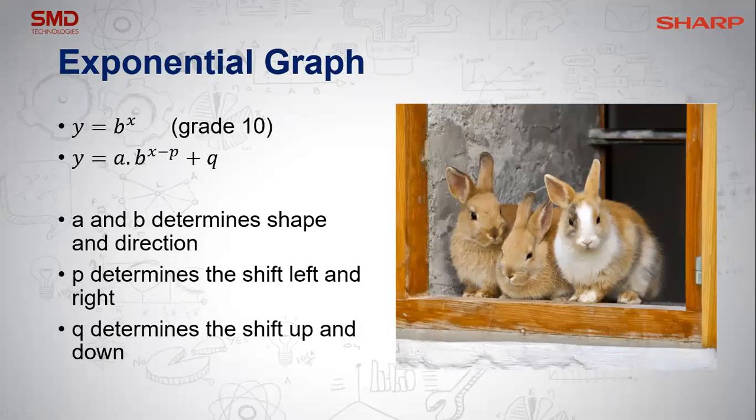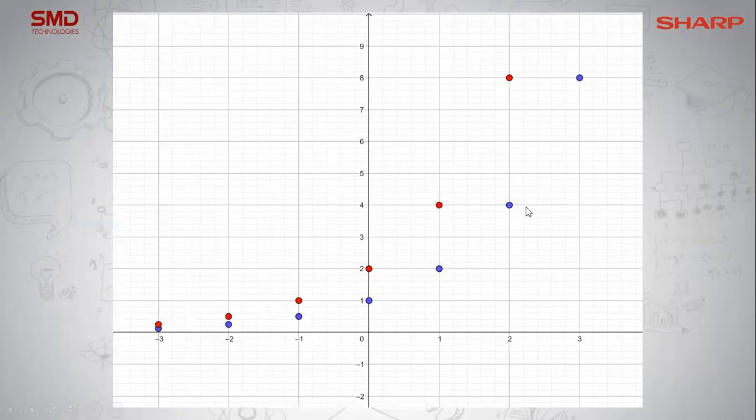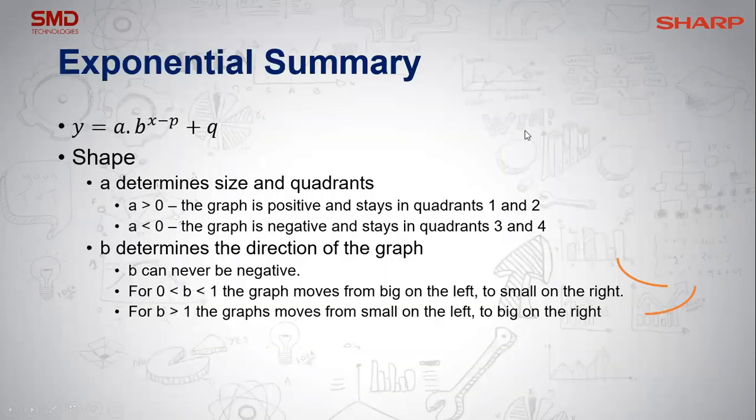Then of course, for your exponential graph, your grade 10 formula is just a very basic exponential, and then your grade 11 and 12 formula is slightly more complex. And again, you can do the different investigations for the shifts. So this one, we just shifted by three. And here is your summary.